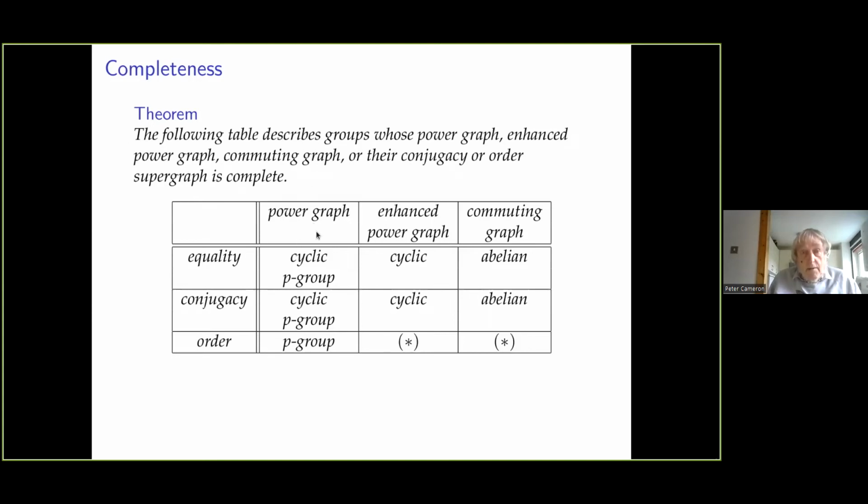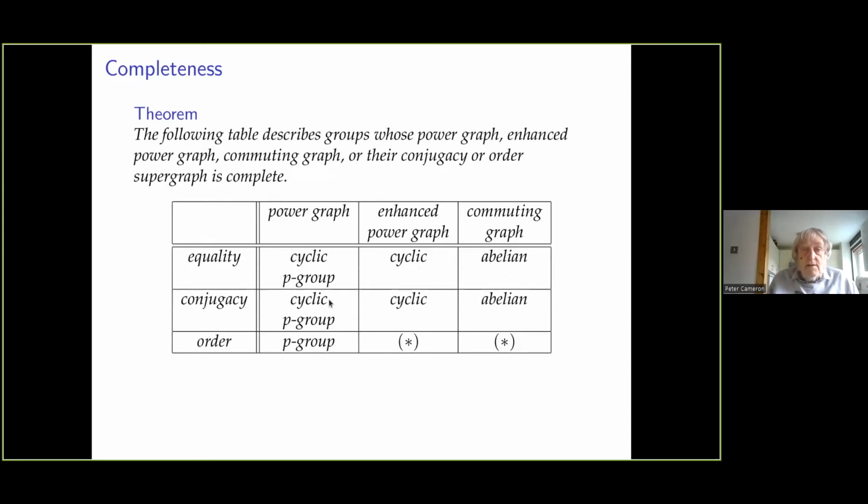So the power graph is complete if and only if the group is a cyclic p-group, I'm sorry. A cyclic group of prime power order has the property that if you pick any 2 elements, one is a power of the other, and it's the only group that has that property. For the enhanced power graph, you require that the group is cyclic, and for the commuting graph, the group is abelian. So those things are all pretty obvious.